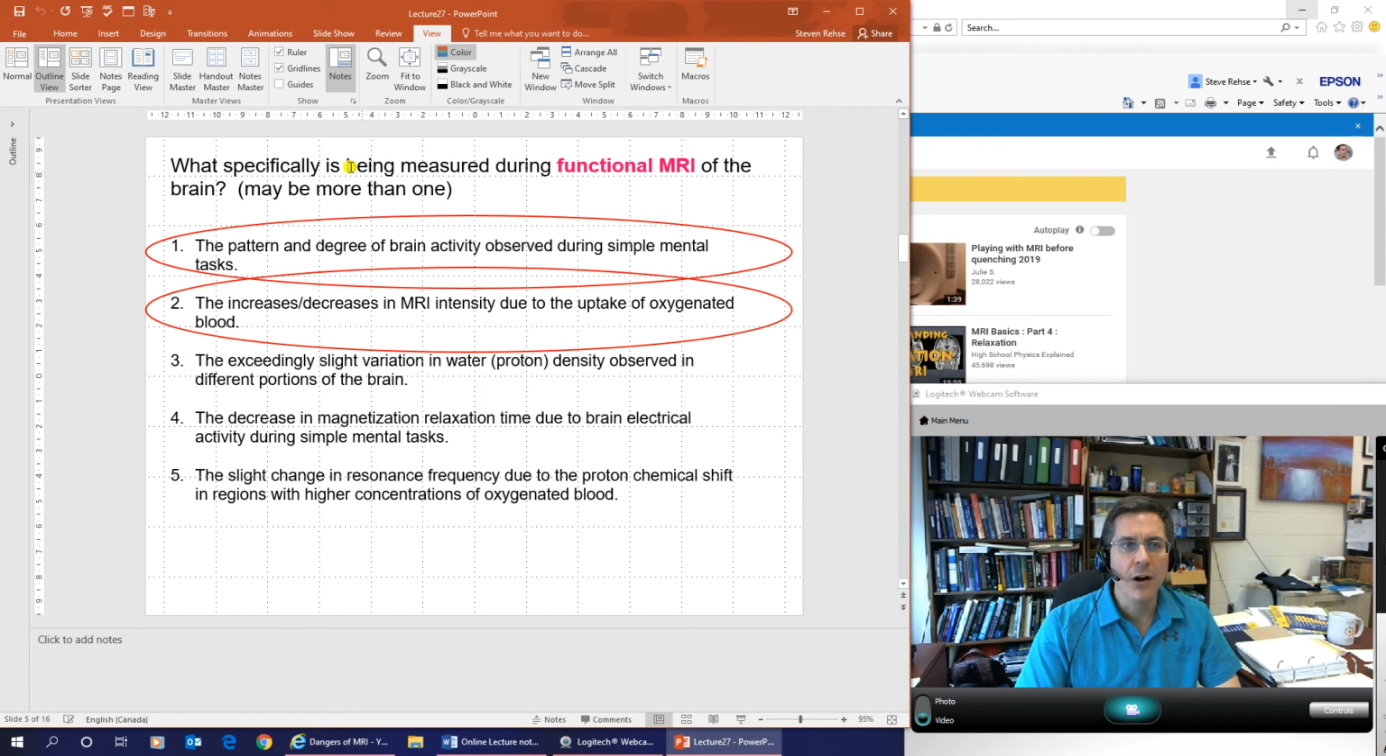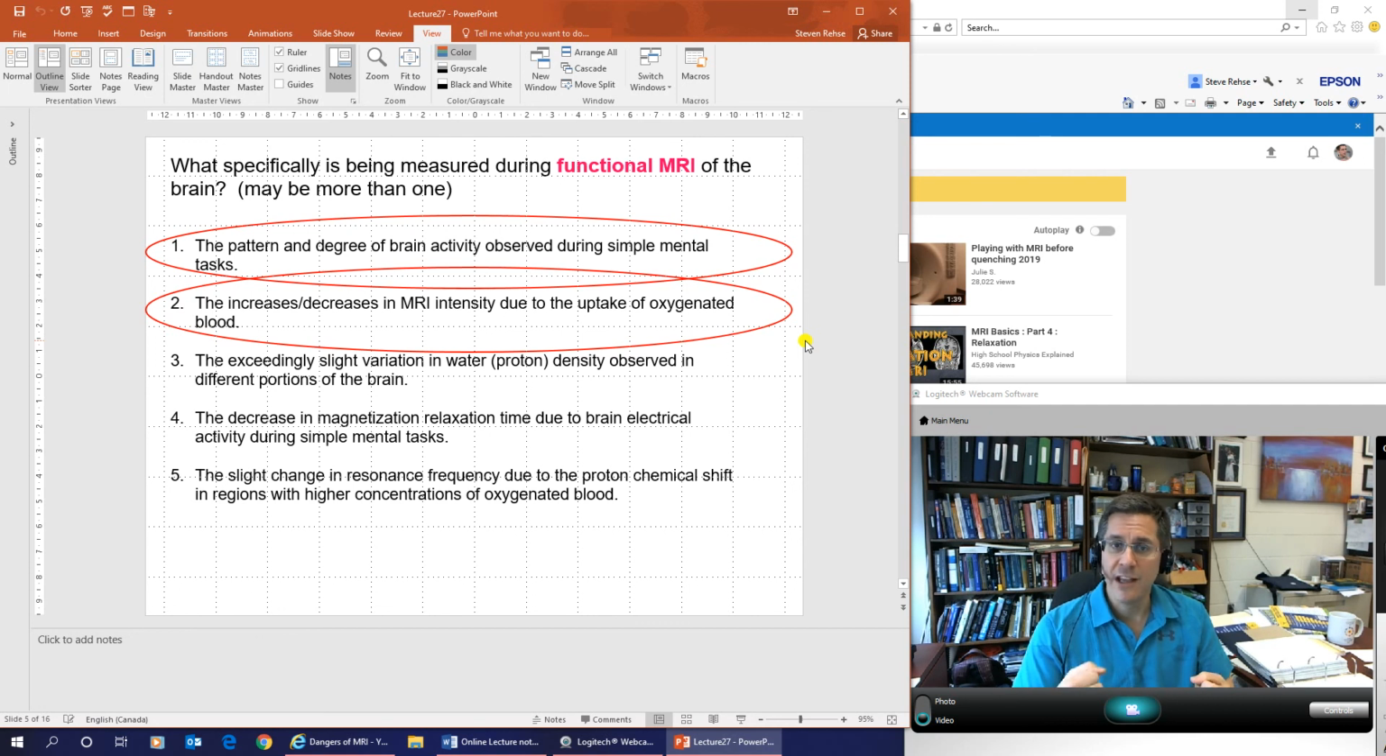Certainly fMR of the brain is measuring the pattern and degree of brain activity during simple mental tasks. All right, that's all that we're doing. fMR is by doing simple things, thinking simple things, different parts of the brain will light up showing increased or decreased metabolic activity. That's what we can measure. How can you tell whether there's increased or decreased metabolic activity? Well, we're looking for the uptake of oxygenated blood.